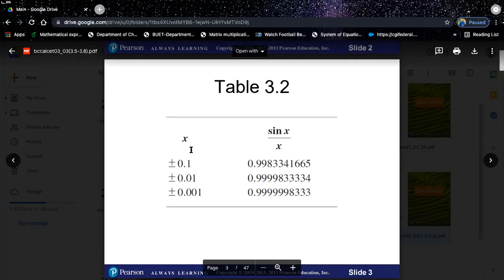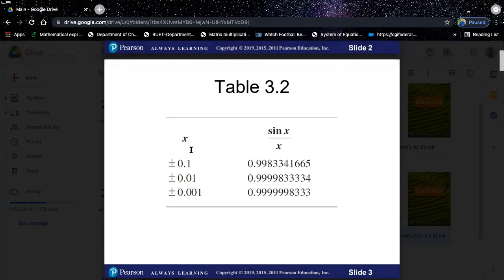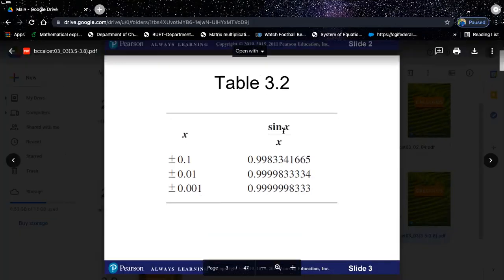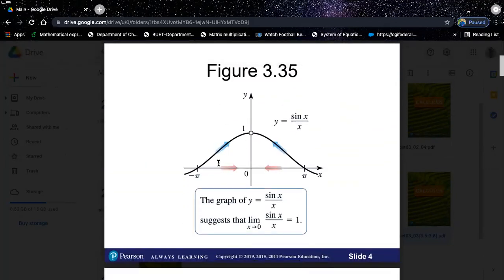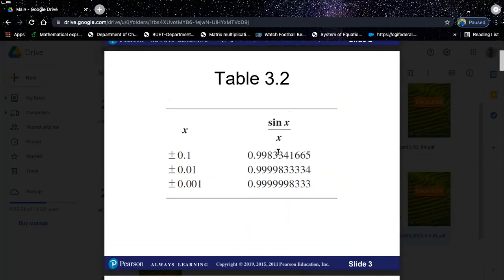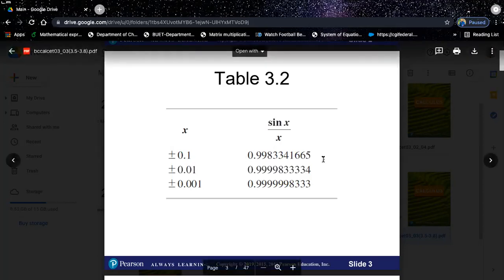Okay. So if we approach from the left, that means from this side, if we approach from the left side towards 0, the sine x over x will have this value, 0.9983. You can actually check this using your calculator. Same thing will happen if we approach from the right. So no worries with that.